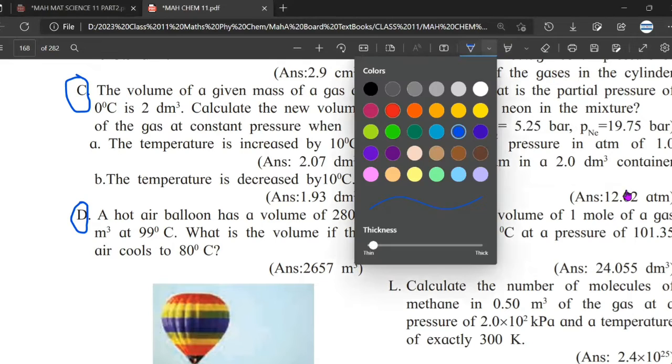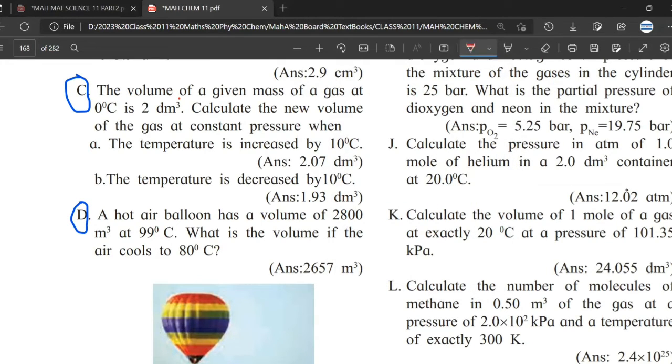So Avantika, this is the first numerical, volume of a given mass. Now if you see, there'll be two kind of numericals. In the first numerical, they will say volume of a given mass of a gas at 0 degree Celsius is 2 decimeter cube. Calculate the new volume of the gas at constant pressure when the temperature is increased by 10 degrees Celsius. So one thing that we need to understand is that if constant pressure is mentioned, then we know that this is a case of Charles law. Avantika, are we clear?